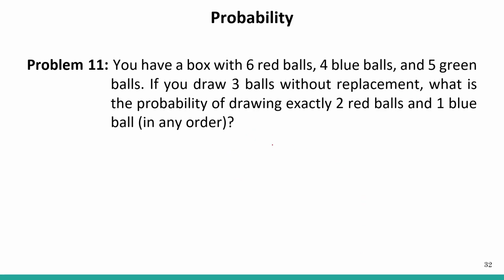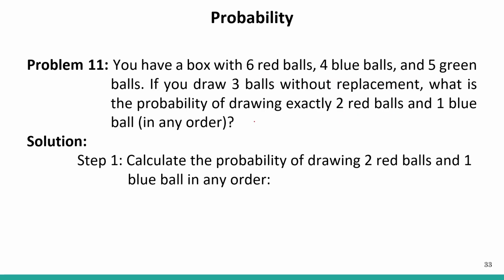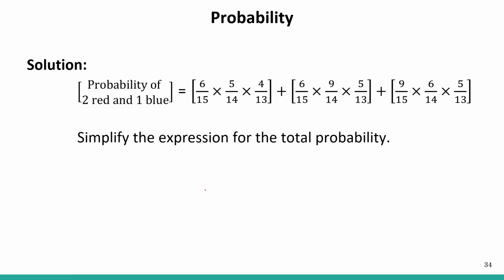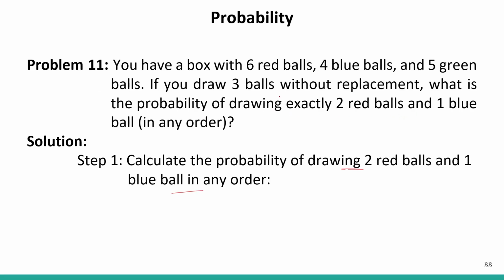So let's see problem number 11. If you have a box with 6 red balls, 4 blue balls and 5 green balls, and you draw 3 balls without replacement, what is the probability of drawing exactly 2 red balls and 1 blue ball? So calculate the probability of drawing 2 red balls and 1 blue ball in any order. The probability of 2 red balls and 1 blue ball will be this one plus this one plus this one. What we have is 6 red balls, 4 blue balls and 5 green balls, and we draw 3 balls without replacement.